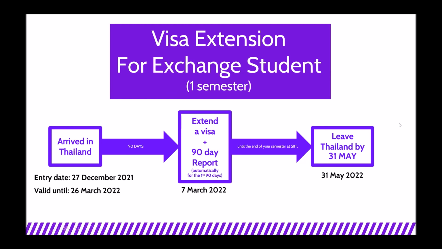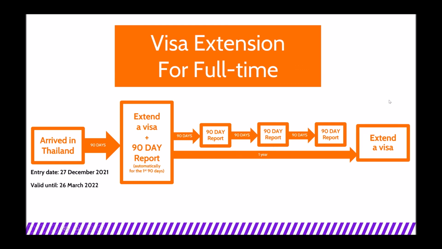For full-time students, it's different because you will study at SIIT for at least 2 years for master students, 3 years for PhD students, and 4 years for undergraduate students. For example, if you enter Thailand on the 27th of December, your visa will be valid until the 26th of March, and of course, you will get only 90 days. So before your visa expires, you also have to extend the visa and do the 90-day report at the immigration office before the 26th of March, which can be like 7, 8, 10, or at least 45 days before the visa expires.